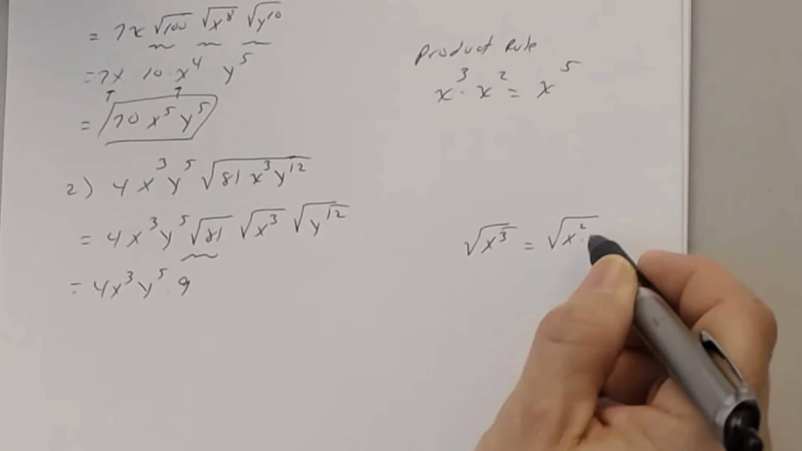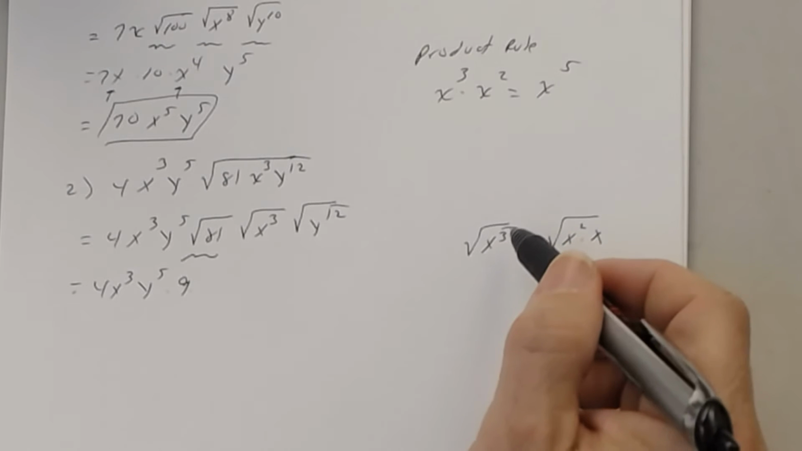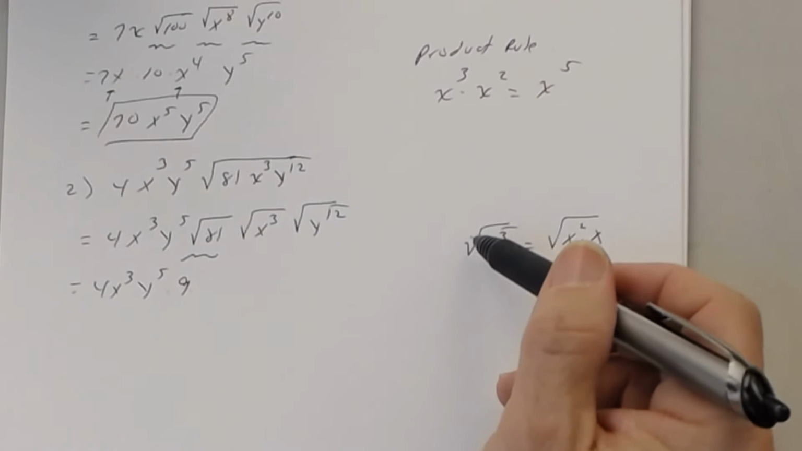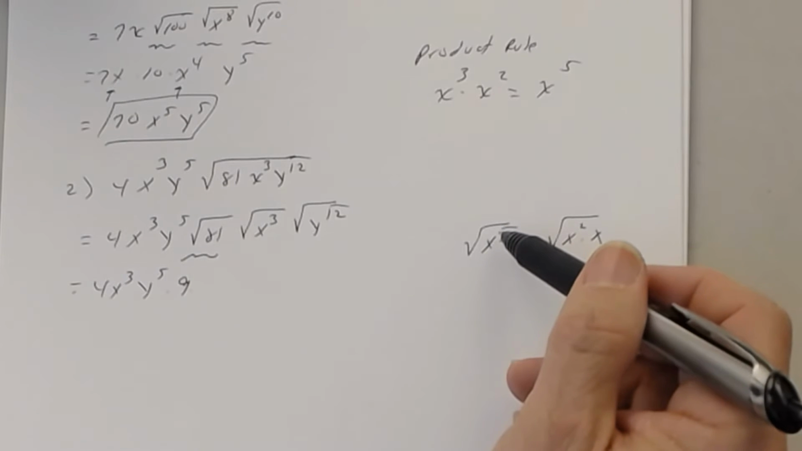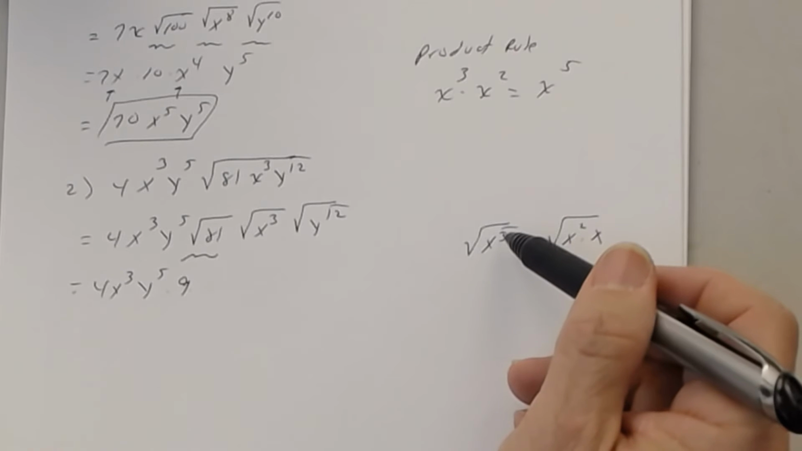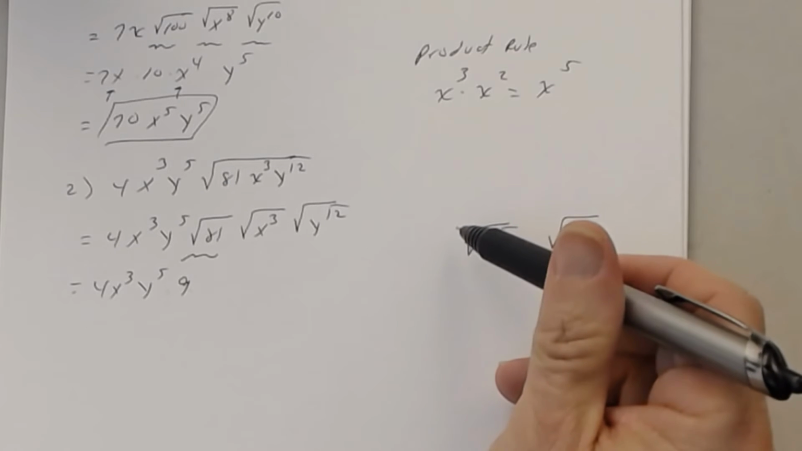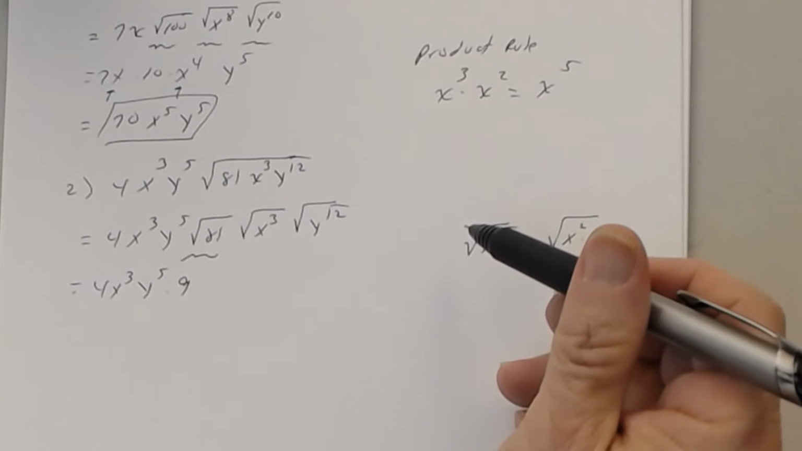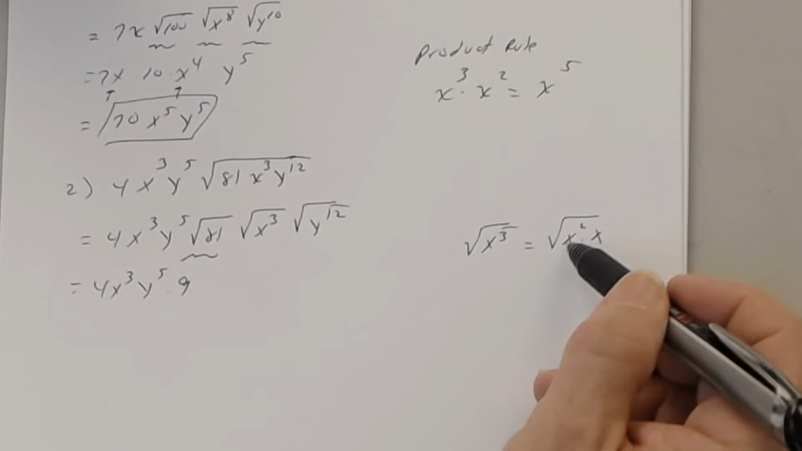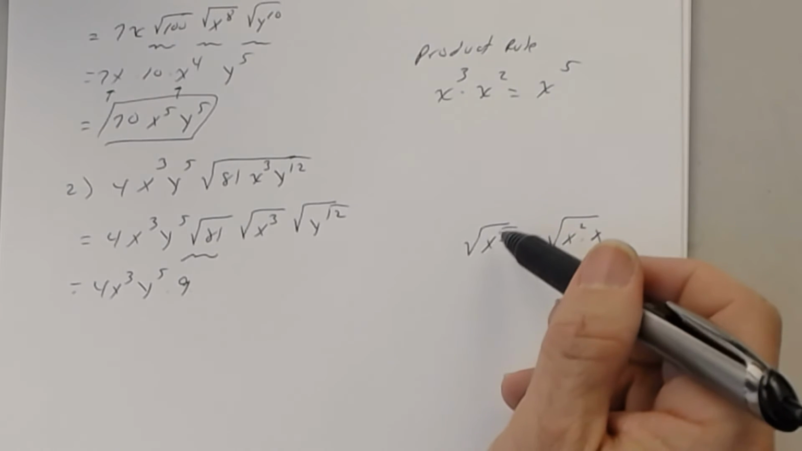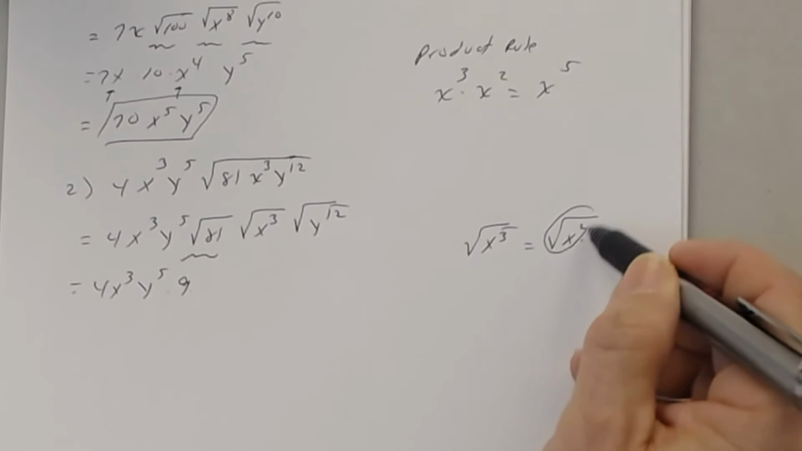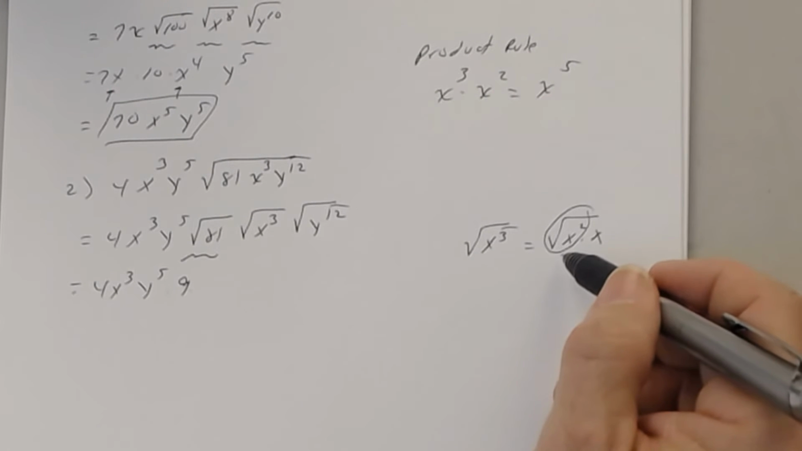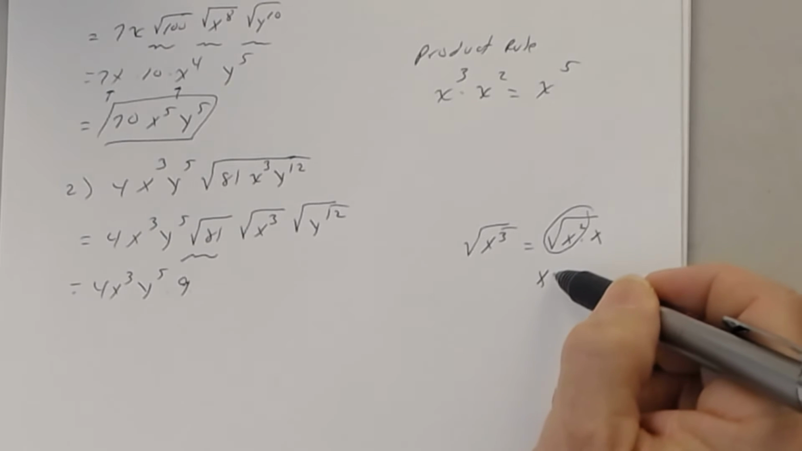X squared times x. So what you said was since my index is 2, we only deal with square roots here. Since my index is 2, you asked yourself, what's the largest whole number less than 3 that is divisible by 2? And you said 2. And it kind of makes sense because x squared times x is what? X cubed. But what is the square root of x squared? X. So this becomes x what?